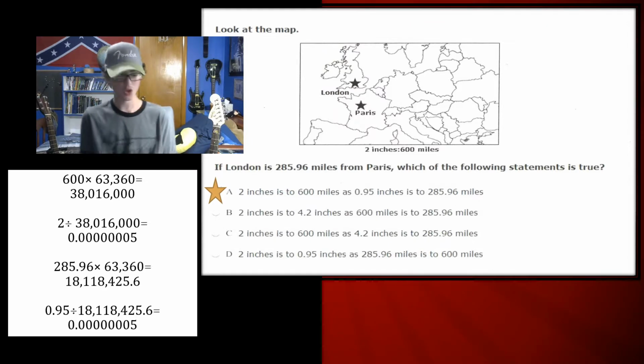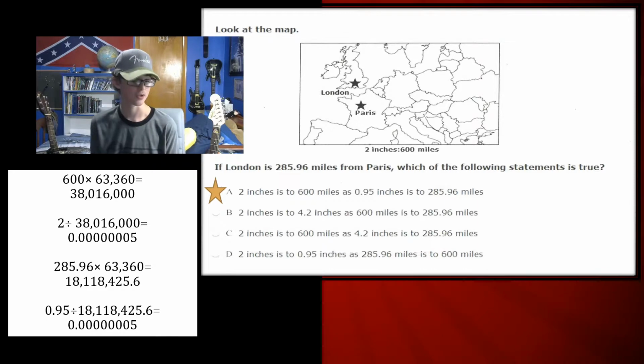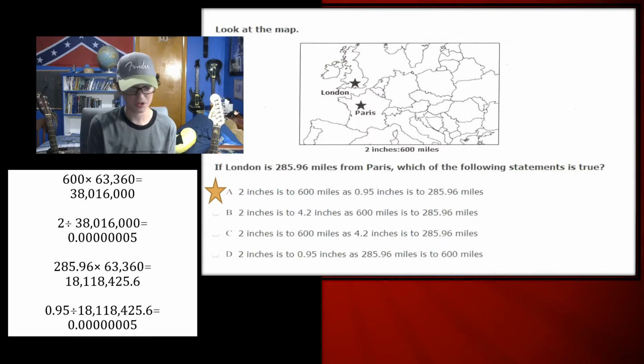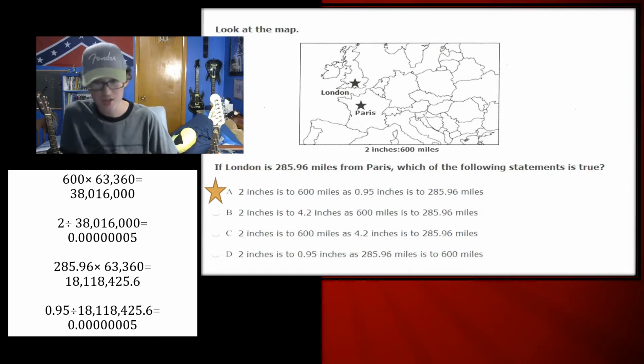Okay? So, I'll use a random answer. Let's use answer C, you know? To kind of give you an example of what they're asking for. So 2 inches is to 600 miles, as 4.2 inches is to 285.96 miles. You convert the miles into inches, and then you divide the 2 inches by what you get from the 600 miles from converting that to inches. And you do the same on both, and you see if they're equal. You see if they're the same. So, you kind of see where I'm going with this?